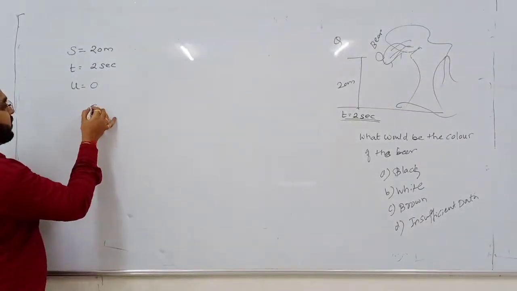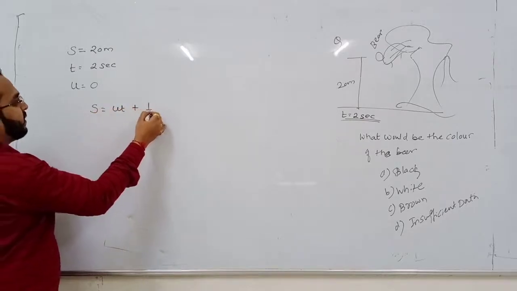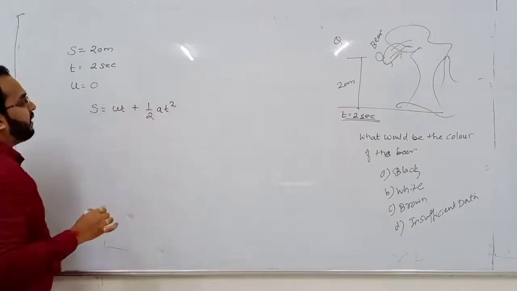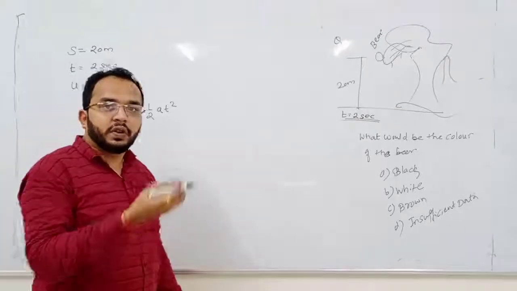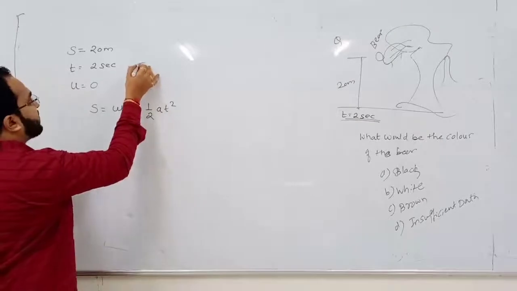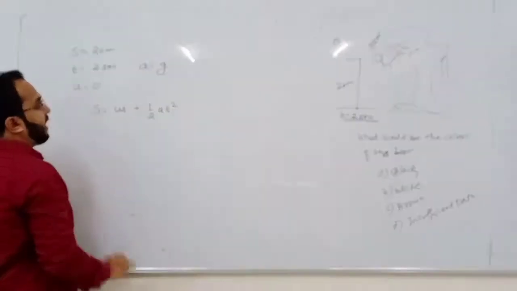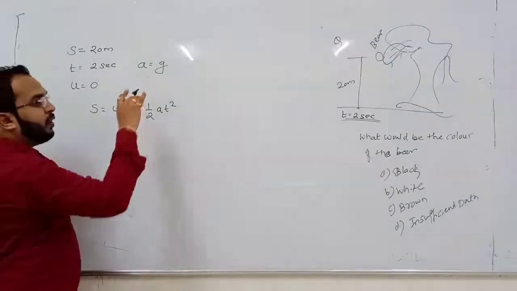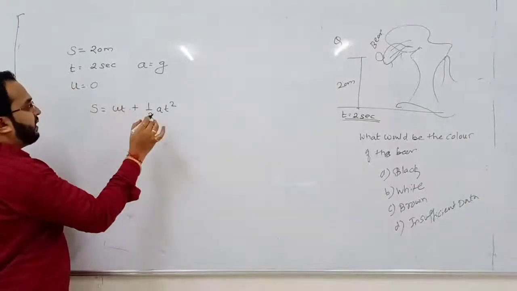Now we know the equation s is equal to ut plus half at square. Now tell me when it fell off against which force? कोणता force है? Gravitational force है. So that means acceleration will be acceleration due to gravity. Now we know याची व्हॅल्यू किती असते, 9.81 असते, नियर द अबाउट 10 असते.